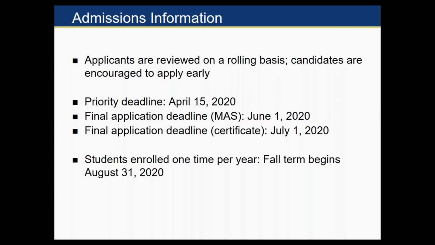Applications are now open for the priority deadline of April 15, 2020, with a final deadline of June 1st, 2020 for our master's program. And for our certificate program, the deadline is July 1st, 2020. We are here to assist you through the application. So if you have any questions or concerns on the application, you have a support system with us.